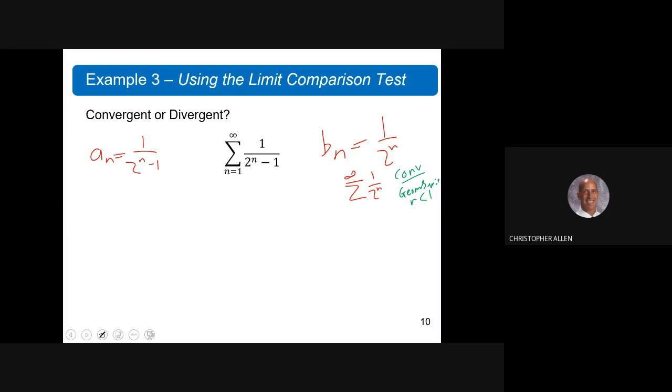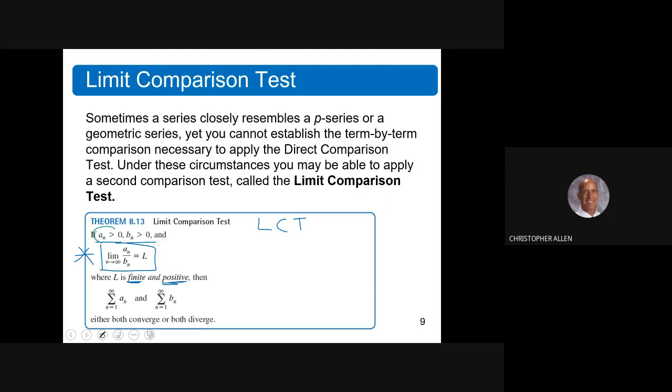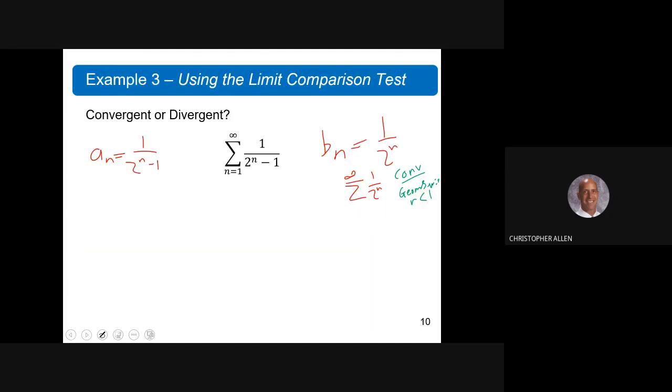So, actually, let me go back to my slide here. Remember, we need to make sure that everything is positive. Is everything positive here? And is everything going to be positive here as long as n is greater than or equal to 1? Check. Because if you plug 1 in there, you're going to get 1 over, well, that'd be 1. So that's positive. Same thing here. And it's always going to be positive. So everything's good.